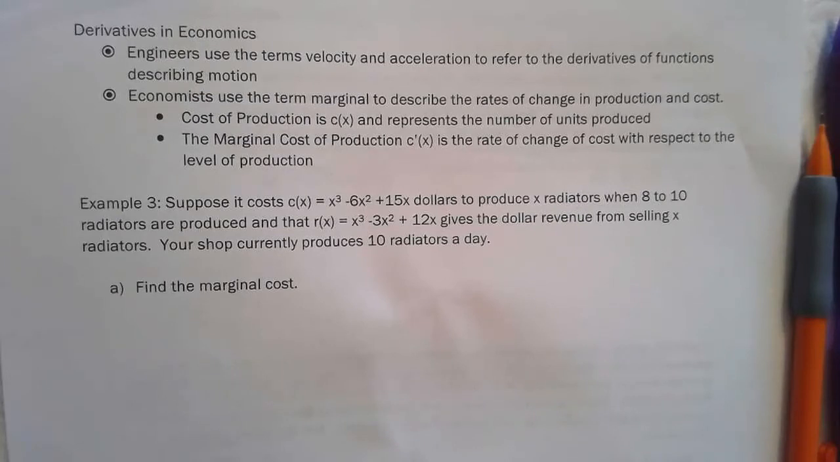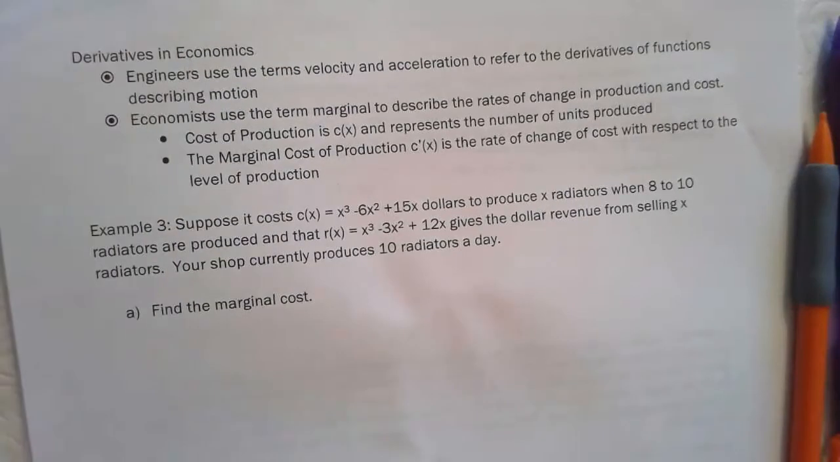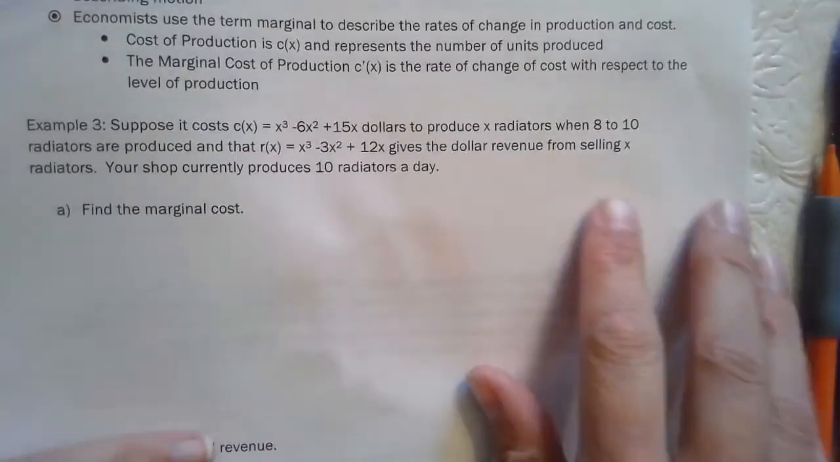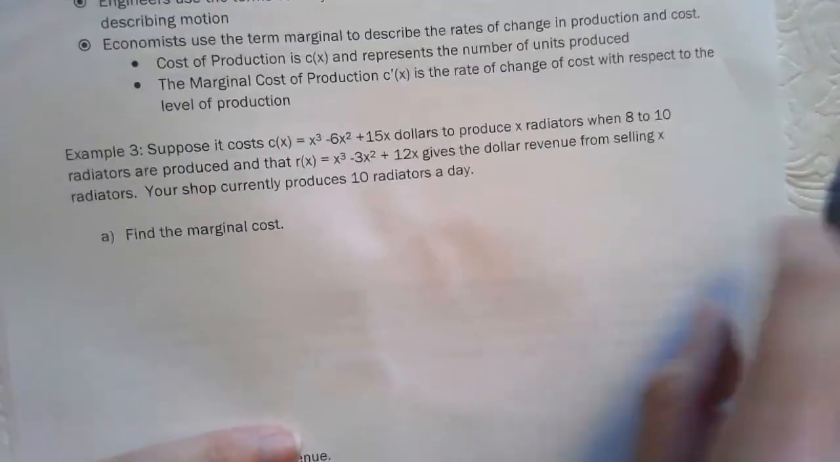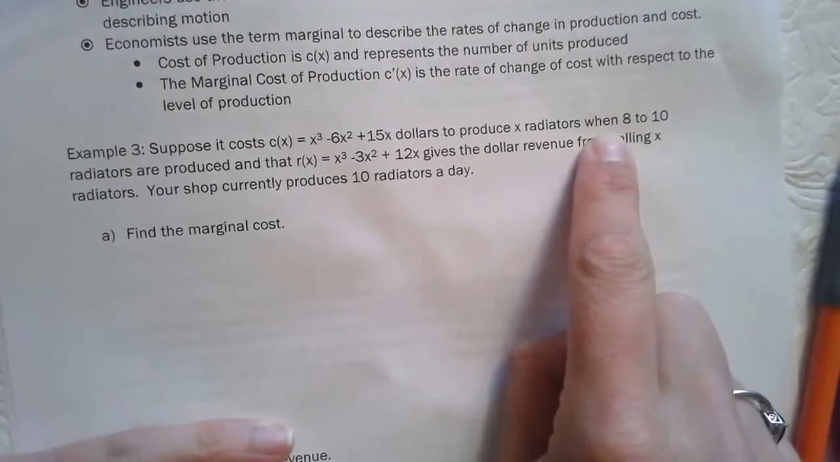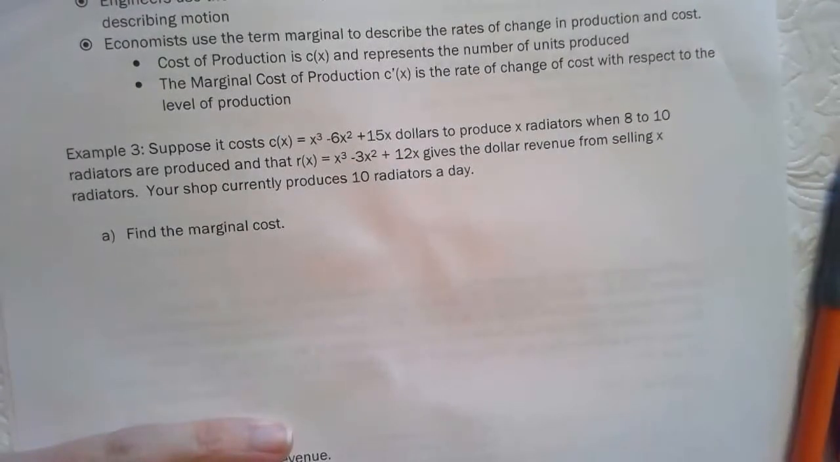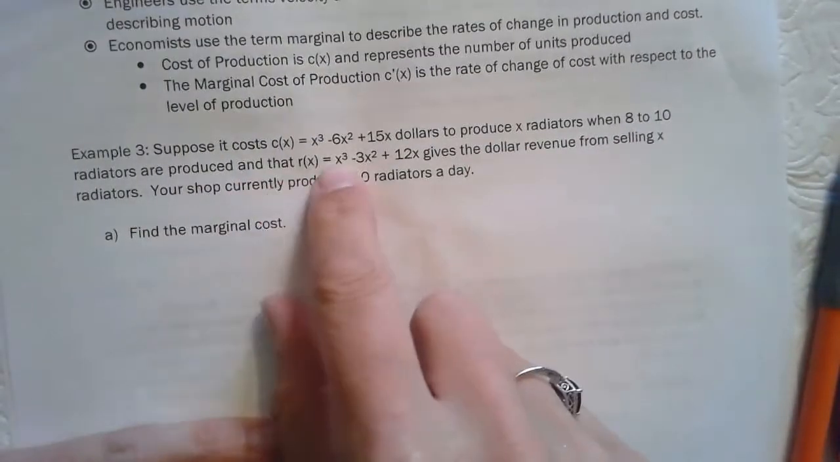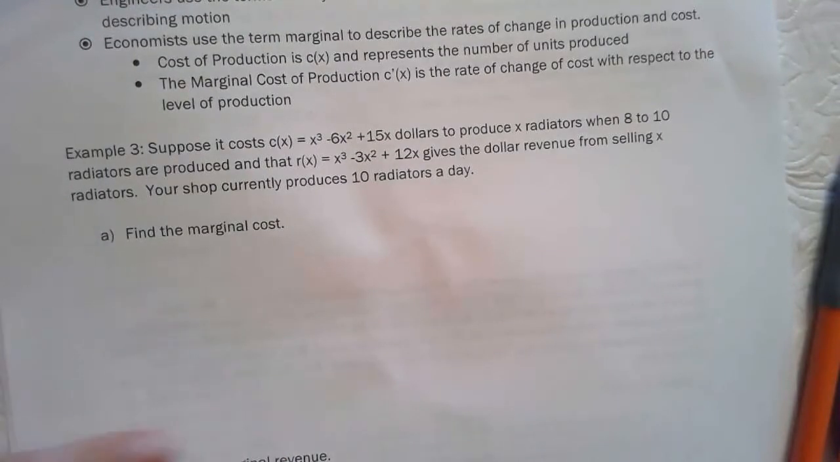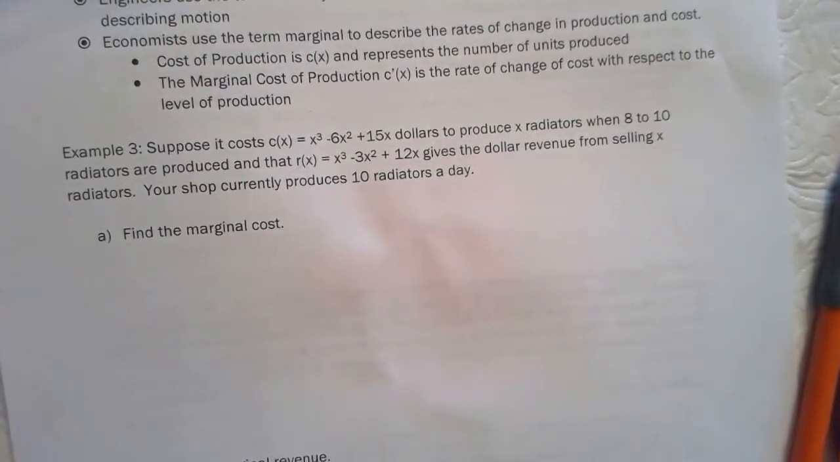And so cost of production is obviously the cost to produce a number of units. And then the marginal cost would be the rate of change of that cost with respect to the level of production. So suppose we're given a cost function and we are producing X radiators, from 8 to 10 are produced, and we have an R of X. The R of X represents revenue.